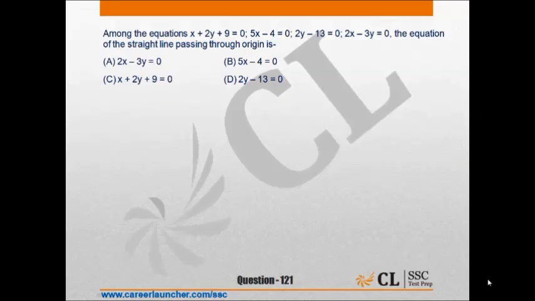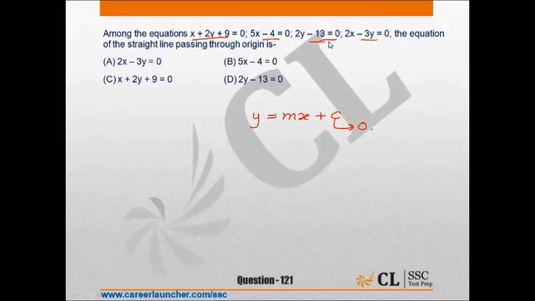The question is, among the equations x plus 2y plus 9 equal to 0, 5x minus 4 equal to 0, 2y minus 13 equal to 0, 2x minus 3y equal to 0, the equation of the straight line passing through origin is. The standard equation of a straight line passing through origin is given as y equal to mx, where the c, that is the constant, is equal to 0. Now putting x and y as 0 in this equation, we get c equal to 9. In this we get c equal to 4.